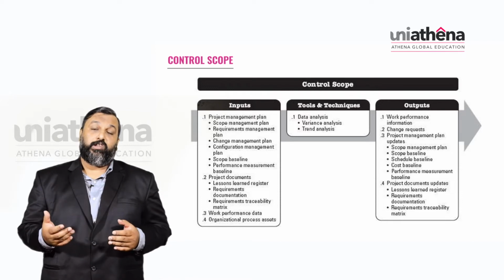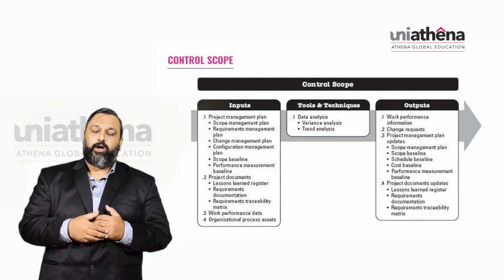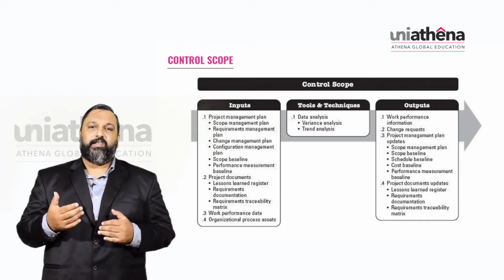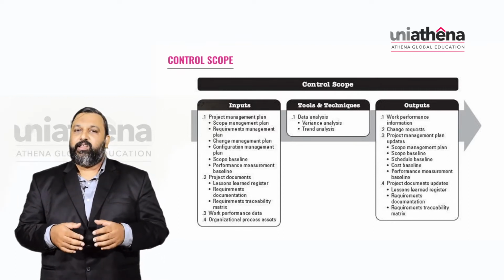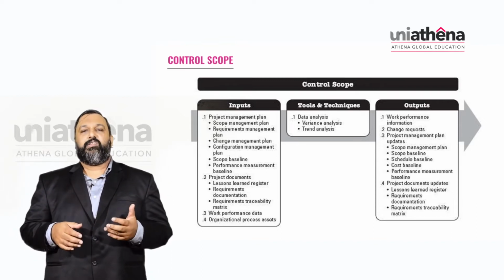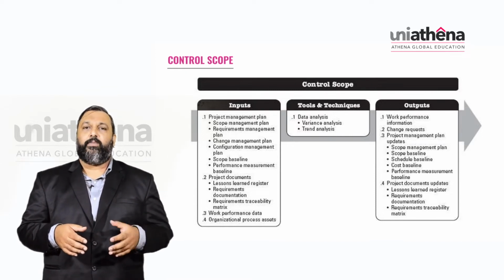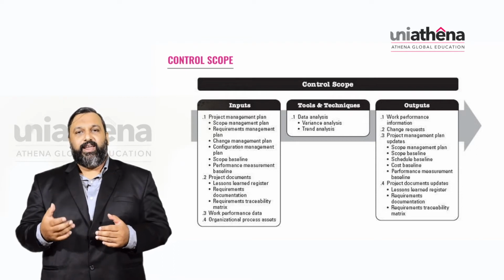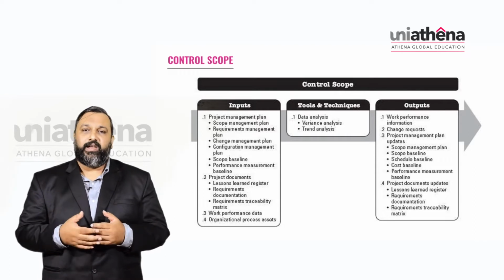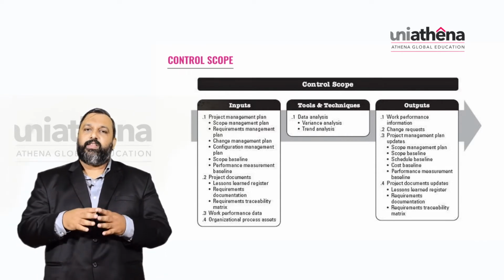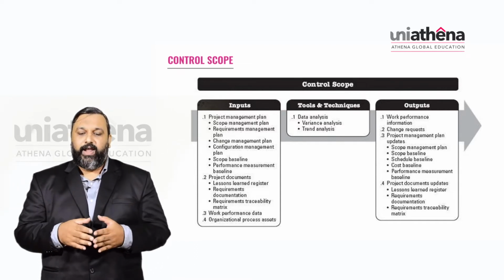Now, what may be the tools used for it? Mainly we use data analysis for the control scope process. In data analysis, we have variance analysis and trend analysis. Variance analysis, as we know, we have different variances, for example schedule variance. We have different analytical or mathematical methods with which we find out variance, and we have schedule performance index data and all those things.